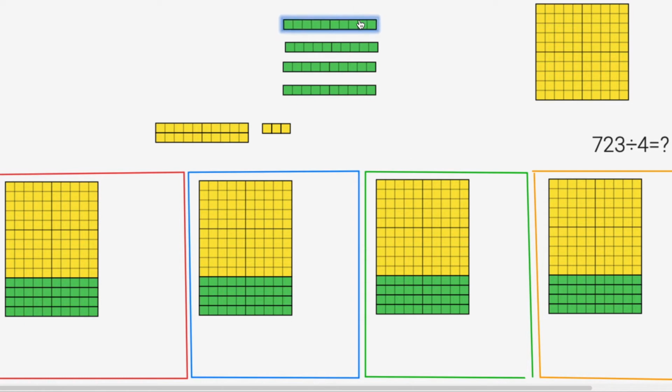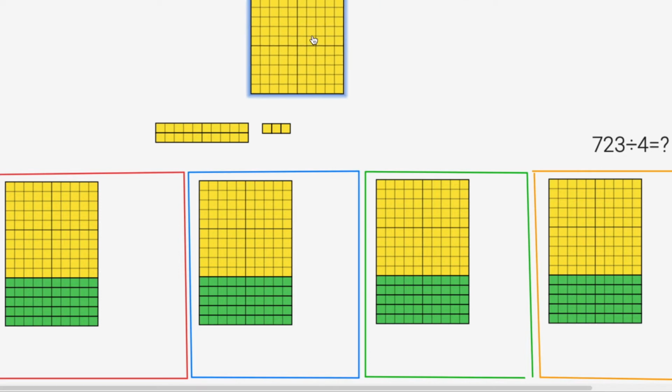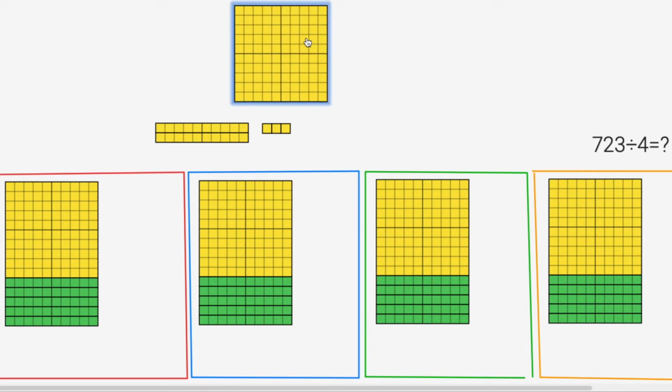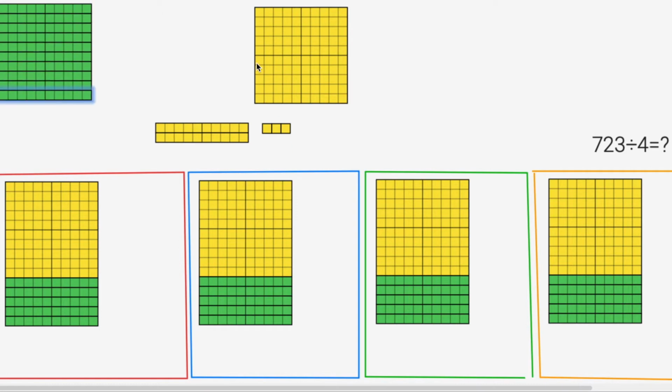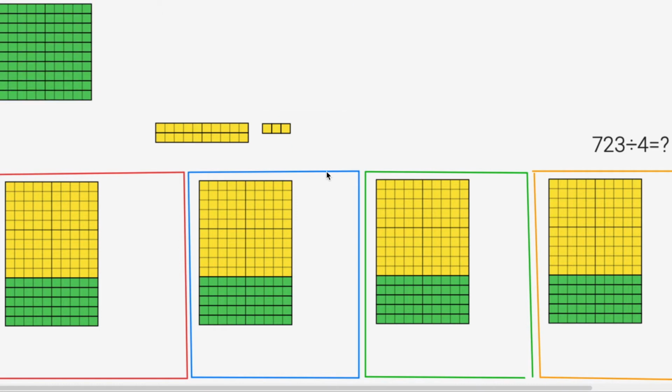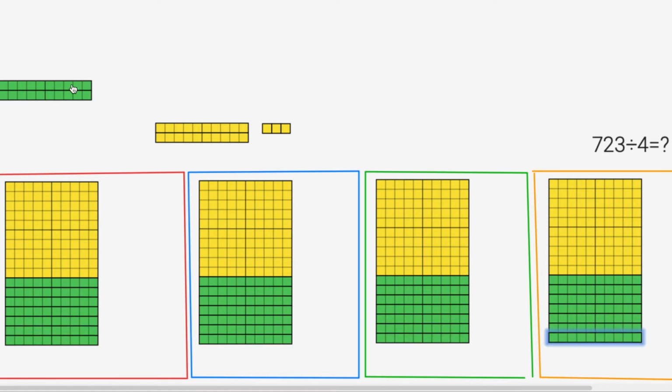And we can see that we have 4 now, 4 tens. So we can split that evenly between the 4 groups. And now we only have 100 left over, so let's split it up. We get rid of the 100 and split its tens into the groups again. And from that 100, we have 2 tens left over again.